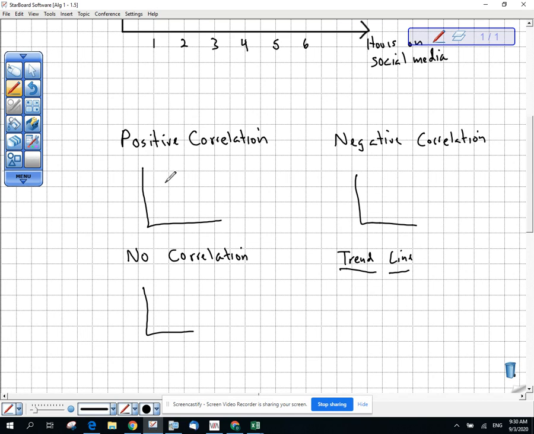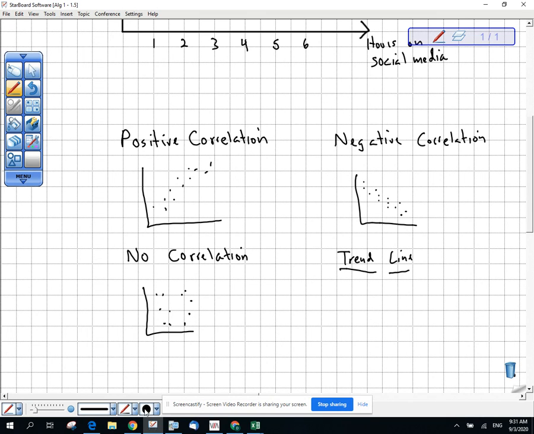So if we did a scatter plot and the points kind of did this kind of thing, that's a positive correlation. Clearly it's trending upward. That would be a positive correlation. We can also have a negative correlation, which would look something like this, right? It's a scatter plot, so points can be anywhere. But generally speaking, it's trending down. That would be a negative correlation. If points are just all over the place, this would be considered no correlation, okay?